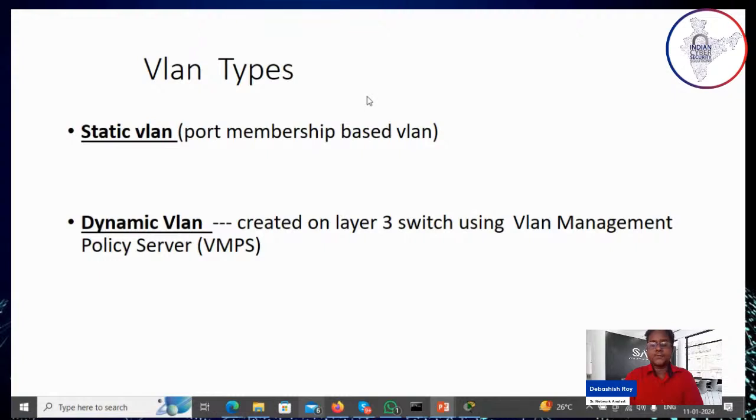And dynamic VLAN is created only on a layer 3 switch. It is not available on a layer 2 switch. It uses the VLAN Management Policy Server, or VMPS. That is an application that you have to install on the layer 3 switch, and it automatically gets the MAC address of the PC and automatically puts the PC in some VLAN. So you do not need to manually or statically configure the PCs to any particular VLAN. That is the advantage. But generally, we do not use that. We use static VLAN only.